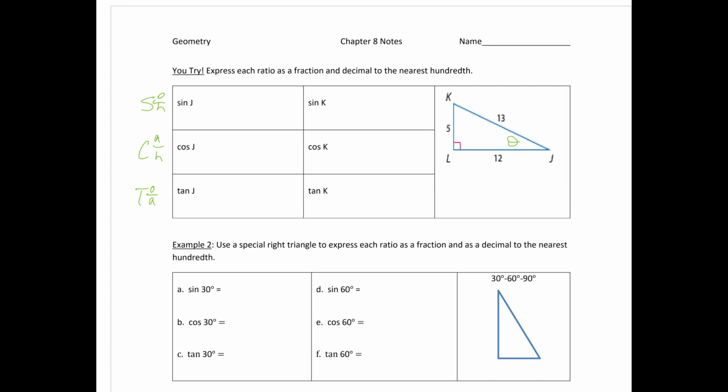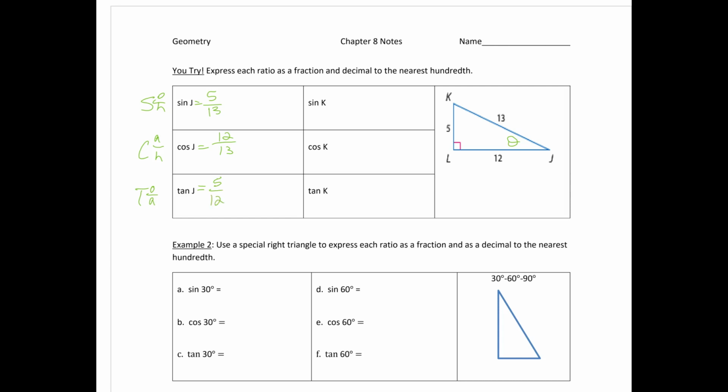All right, so the sine of J is going to be the opposite over the hypotenuse. So we would deal with the opposite side. So this is going to be equal to 5 over 13. The cosine of J is going to be equal to the adjacent, so this side here, 12, over the hypotenuse, which is 13. And the tangent of J is going to be equal to the opposite over the adjacent, so 5 over 12.